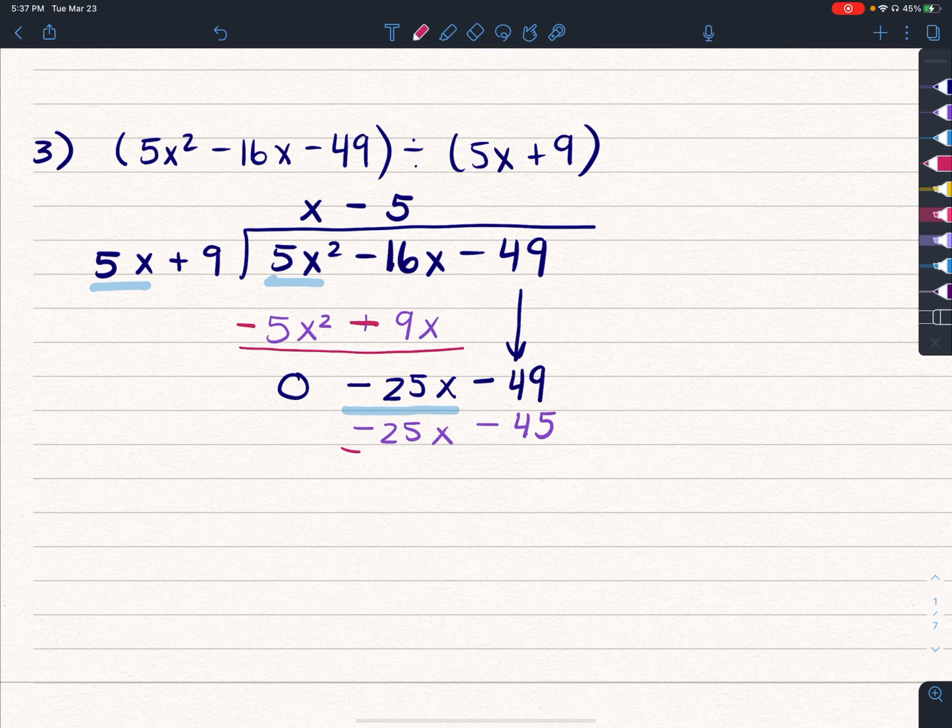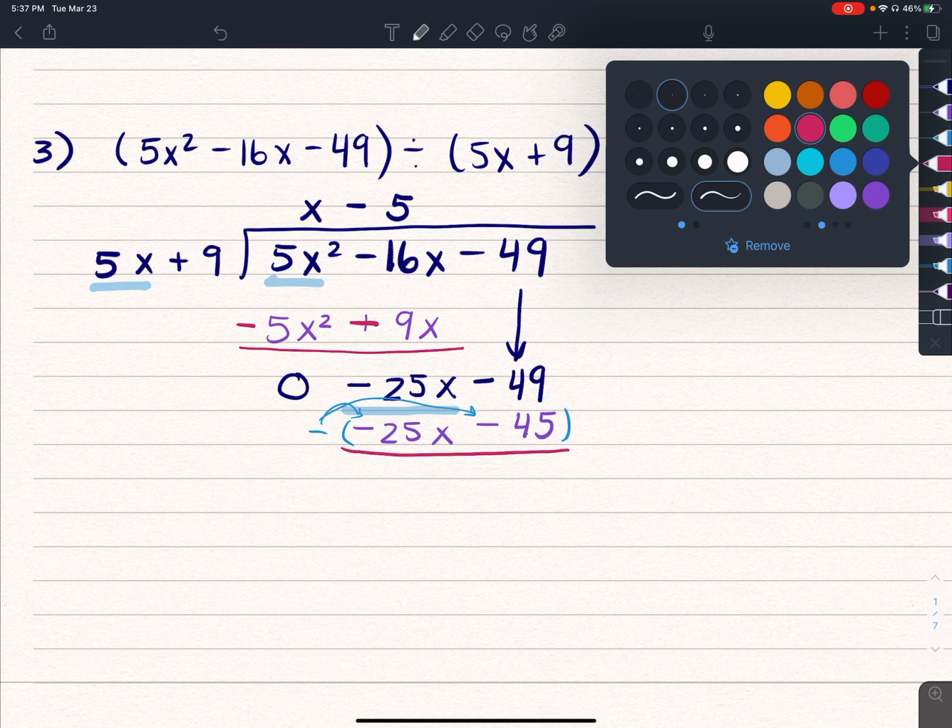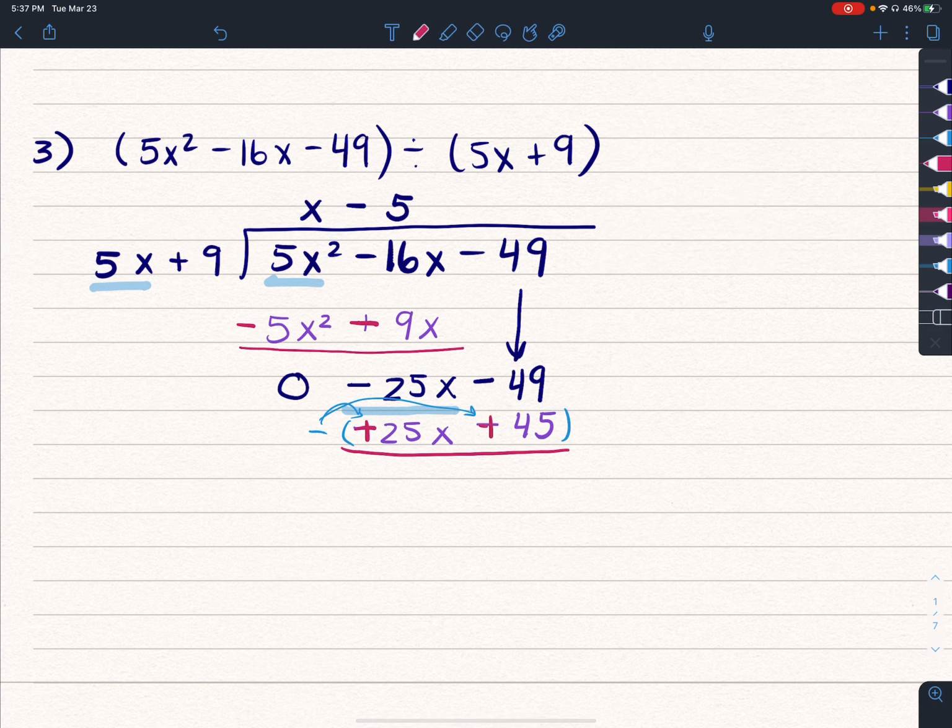So now we have to do our subtraction, which means we are putting in a negative on the outside here. So if we had brackets and a negative, it's going to get distributed. So here we're going to have plus and plus, and we have negative 25x plus 25x, we get 0. Negative 49 plus 45, we get negative 4. So now we have a negative 4 left over.